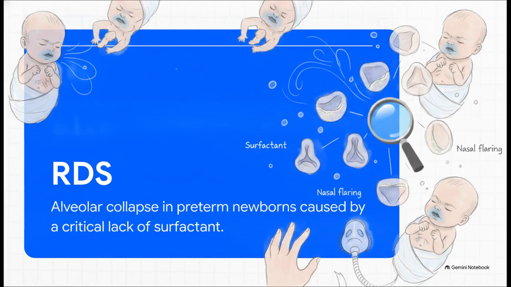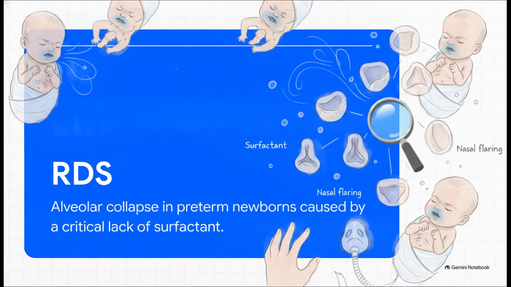It's that simple. And without surfactant, the tiny little air sacs in the lungs, the alveoli, basically just collapse every single time the baby exhales. It's like trying to blow up a wet balloon. This alveolar collapse is what causes the classic signs: grunting, nasal flaring, chest retractions, and cyanosis. So when you see a preterm infant struggling to breathe, you instantly know the why. It's a critical lack of surfactant. And your priority action? Support their oxygenation and ventilation immediately.